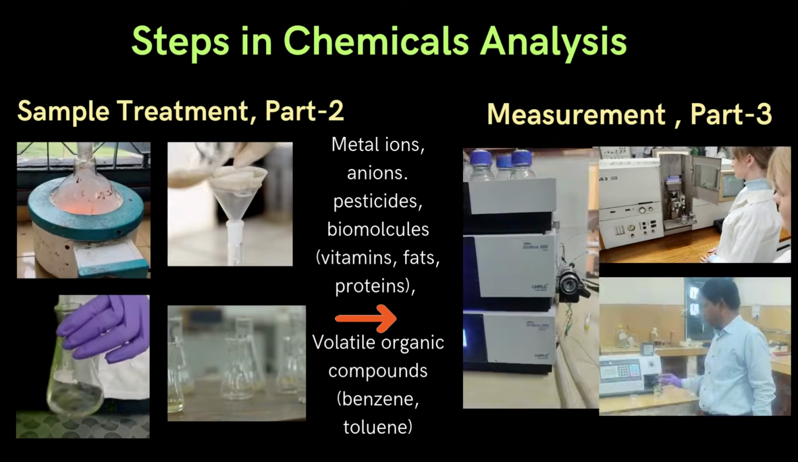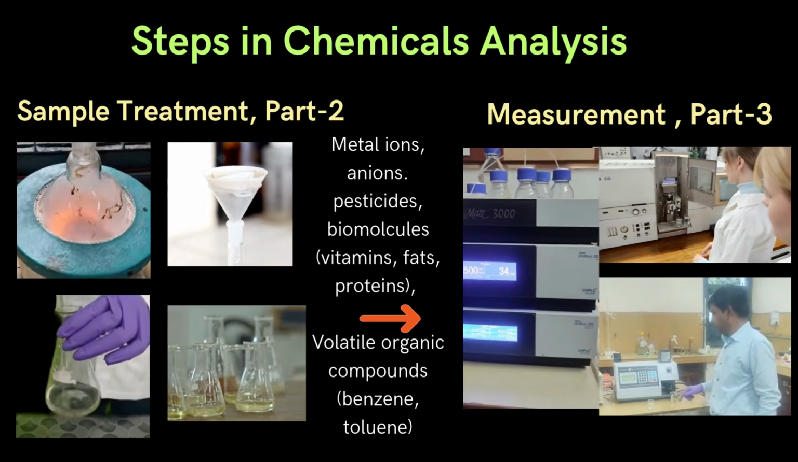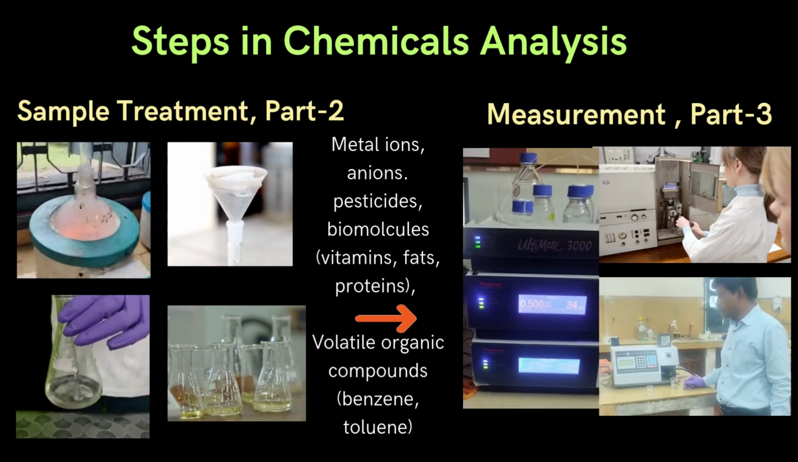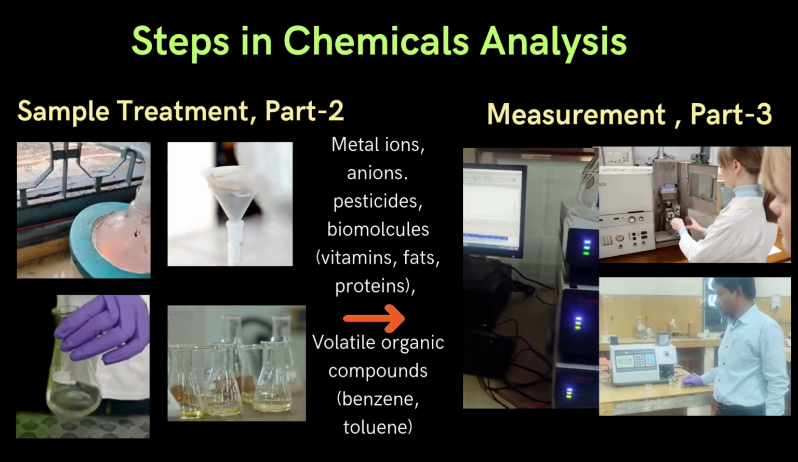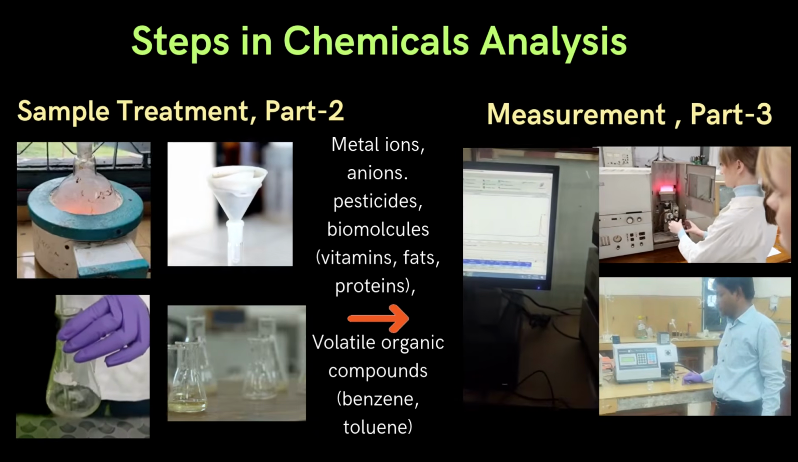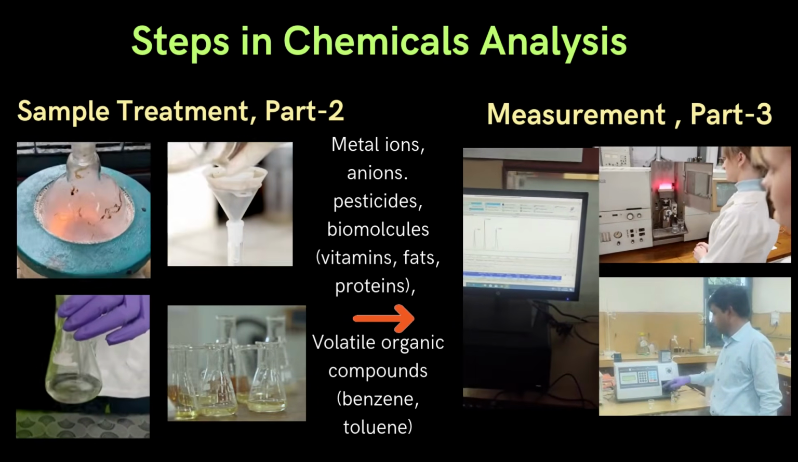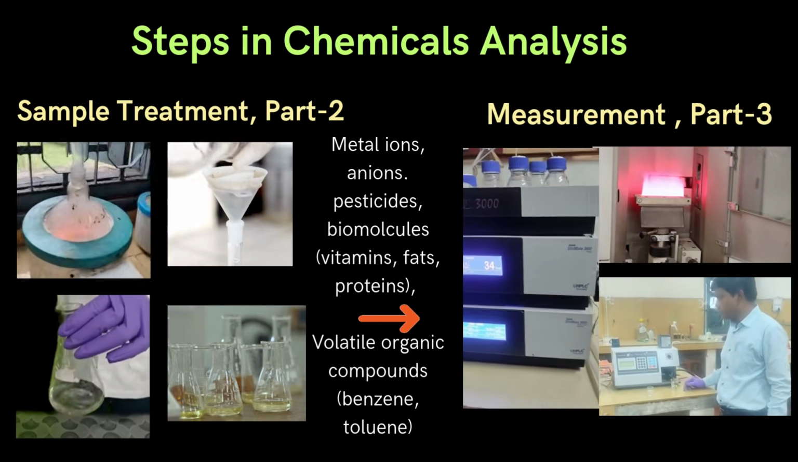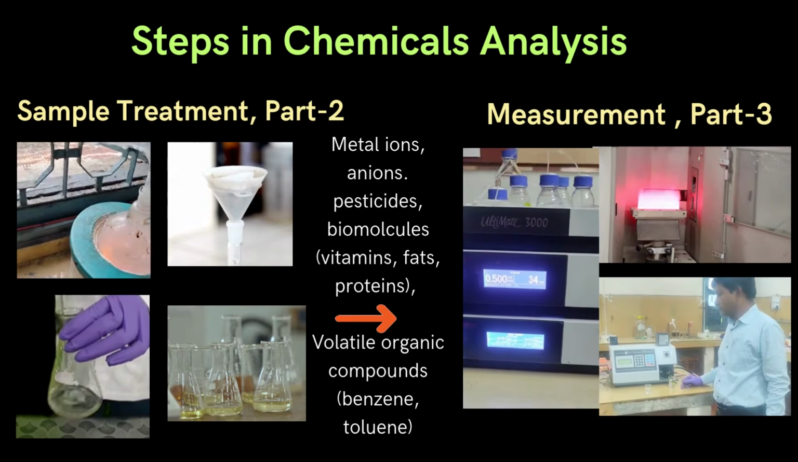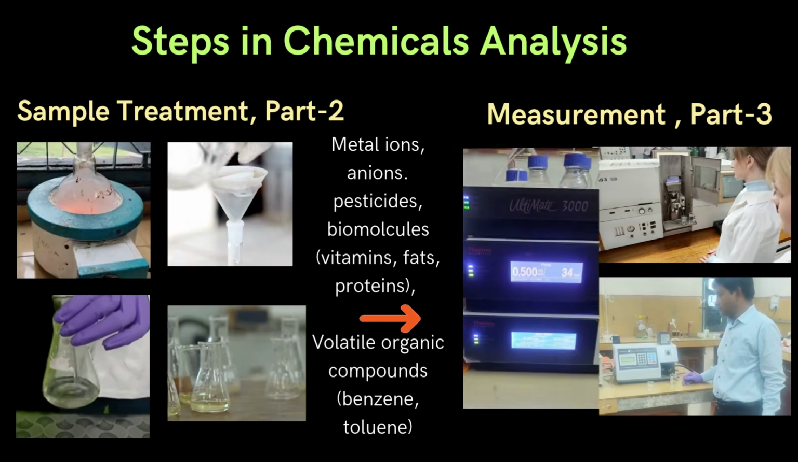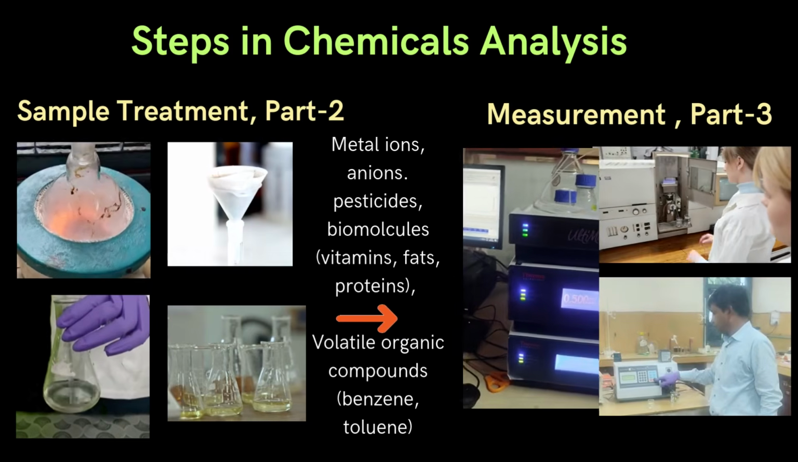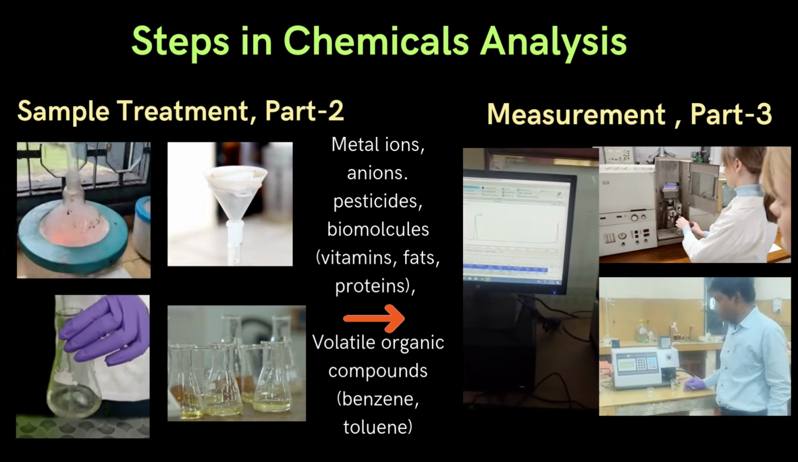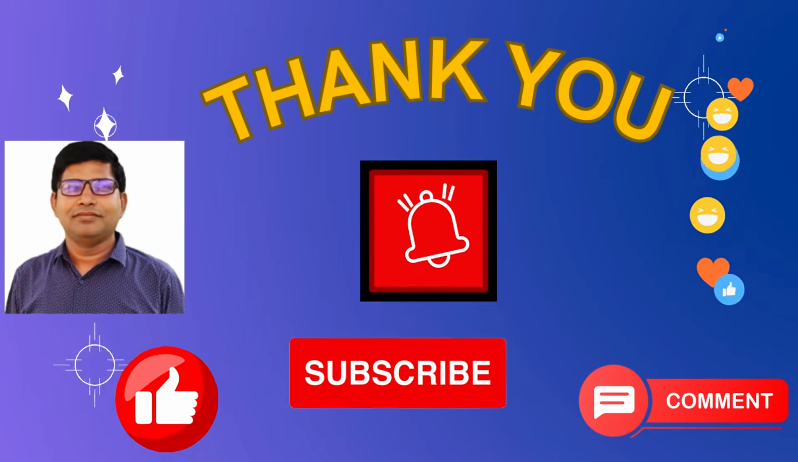Next, please see Part 2 on sample pretreatment process, where you can learn how the collected samples can be treated to get the measurable free forms, such as metal ions, anions, pesticide, biomolecules, and volatile organic compounds, and Part 3 on measurement of chemical substances in analytical instruments such as volumetric titration, gravimetric analysis, UV-visible spectrophotometry, flame photometry, atomic absorption spectrometry, HPLC, GC, etc.